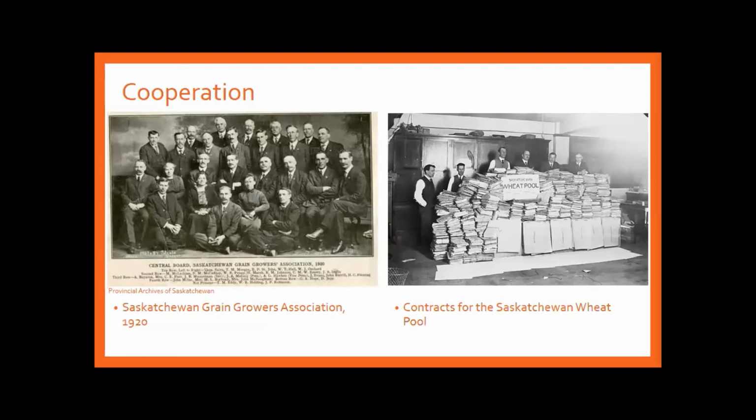And that's their board of directors from 1920. And you'll notice there's a few women in that board too. So it's not just a bunch of guys, which I think is very cool. And the other picture shows all the contracts for the Saskatchewan Wheat Pool, which was a cooperative organized by the farmers to market and handle their grain so they could get better prices for it.